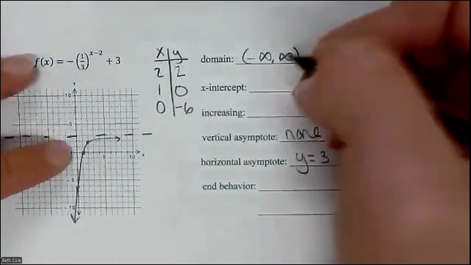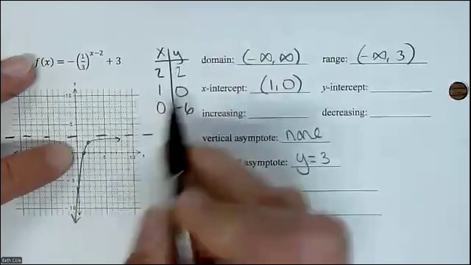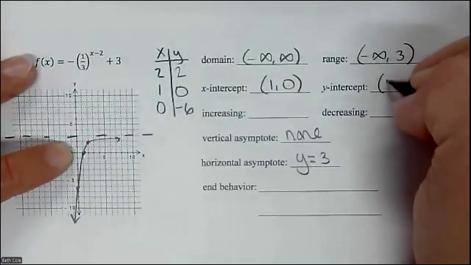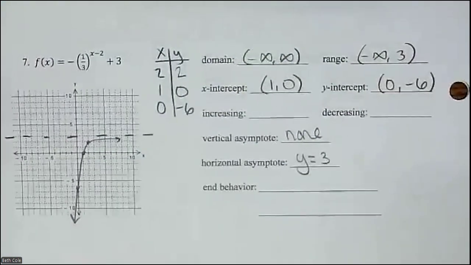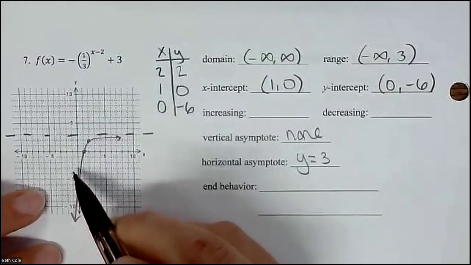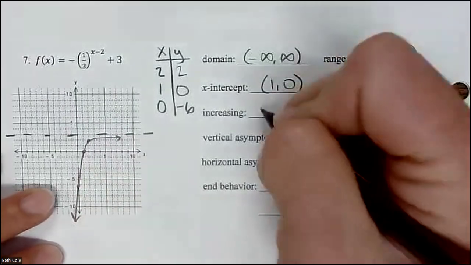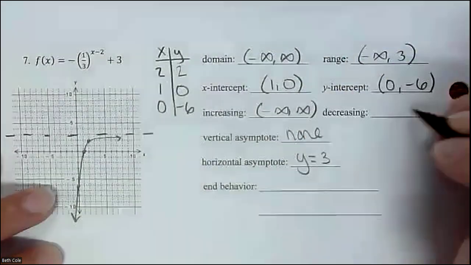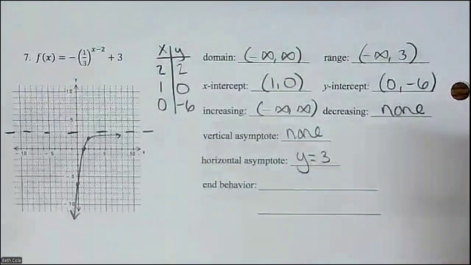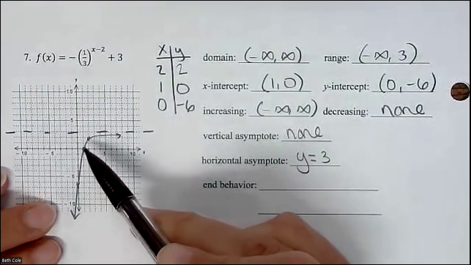All right. Your x-intercept. You can look at the graph or look at the table. It's 1, 0. Good. 0, -6. Reading left to right, are we increasing or decreasing? It is increasing. Left to right. Do you see how it's going up?